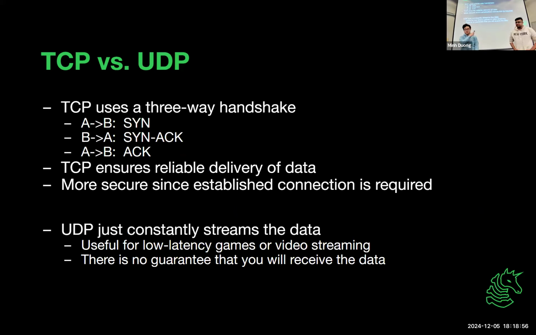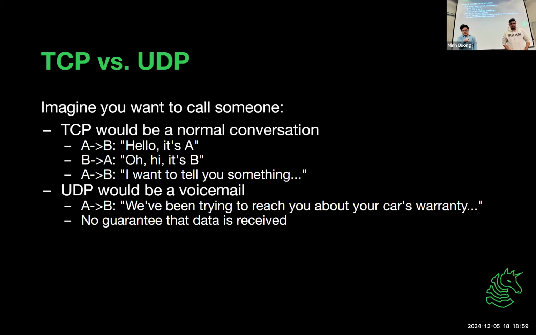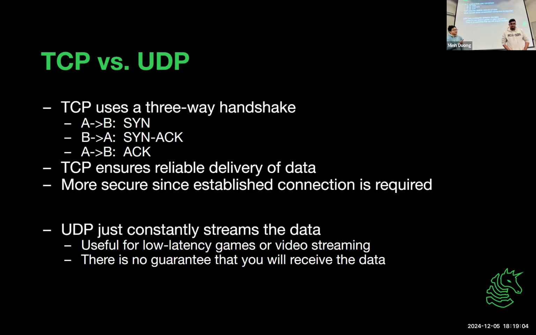So to formalize this previous A to B, B to A, A to B exchange, that is a three-way handshake. The technical terms for those messages are SYN, which is synchronize, then SYN ACK, which is synchronize acknowledge, and then ACK for acknowledge. Once these three messages have been successfully sent, then you can start sending data to each other without worrying about packet dropping.